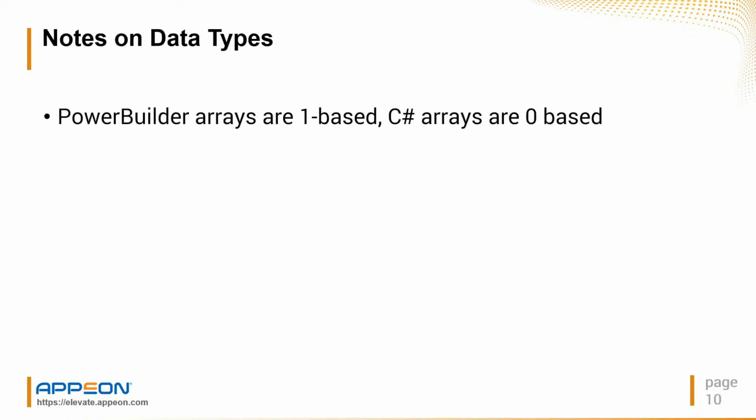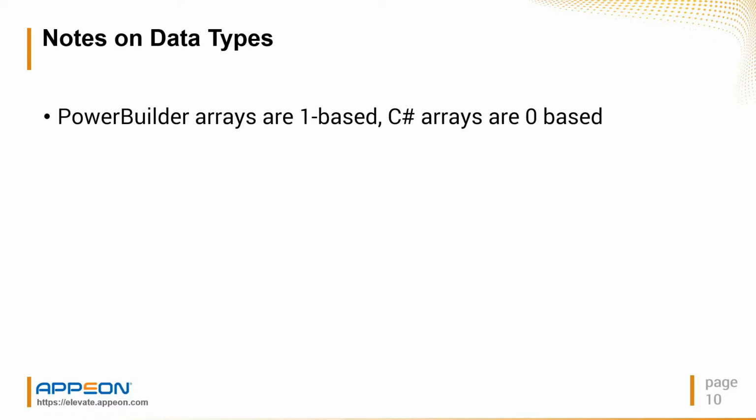A couple things to note. In C#, arrays are 0 indexed. That means the first element is element 0 and the second element is element 1. Many modern languages have that. Java is the same way. Or obviously in PowerBuilder, PowerBuilder uses a 1 based index for arrays. So the first element's 1 and the second element's 2.